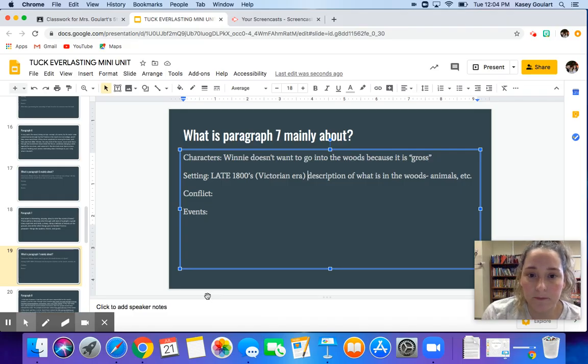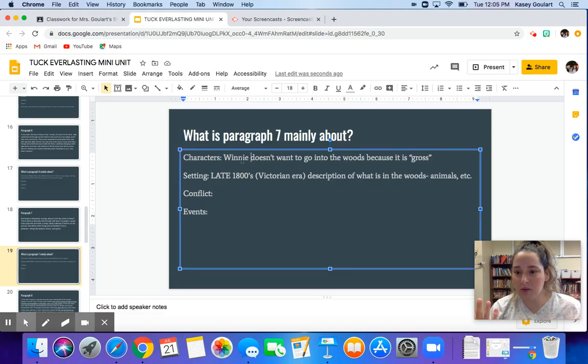Paragraph 7 is mainly about basically why Winnie might not want to go into the woods. I added one detail that you didn't know yet that I want you to write down as well. Let's look at what we have for characters. We don't have any new characters introduced, but we do have some clarification about Winnie. So I add that, and anytime we have a main character, even if they're not new to the story, but they have some sort of awakening, or the narrator or author tells you more about that character, you'll add that to your character section, okay? So Winnie doesn't want to go into the woods because it's gross. I put gross there. And the setting has a lot to do with that, because do all girls think those kinds of things are gross? No, not at all.